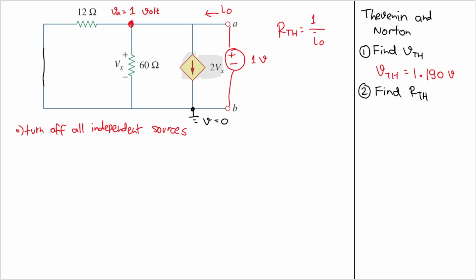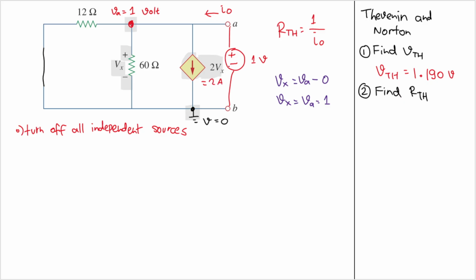We can also infer that Vx here is 1 volt, right? Why? Because Vx is equal to VA minus 0. It's the difference between its positive terminal and negative terminal. The positive one is this, and the negative one is this. So we will have Vx equal to VA, and VA is exactly 1 volt. Good. Then Vx is equal to 1, so this is equal to 2 multiplied by 1. So I'll have 2 ampere here.